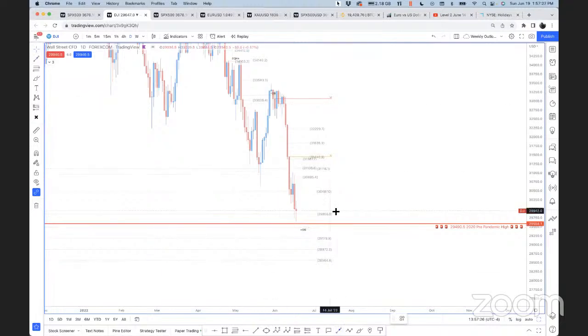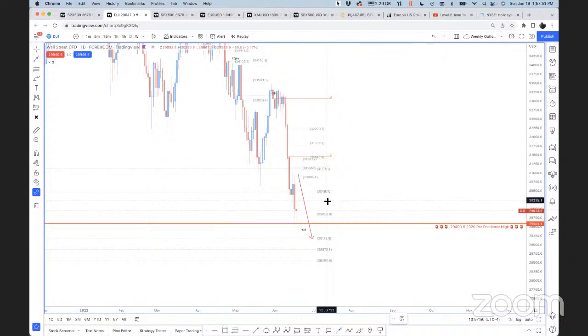So if we go down from where we left from here, we come at least to our pre-pandemic high and into this order block imbalance area right here. If we push up from here, which I'm kind of 50-50 on this.